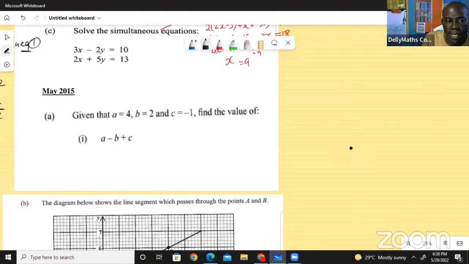I have A, so it's going to be 4. Minus B is going to be minus 2. C, which is a minus 1. So if we simplify this, it's 4 minus 3, and the answer is 1. There it is. So I'm getting 1 for that.